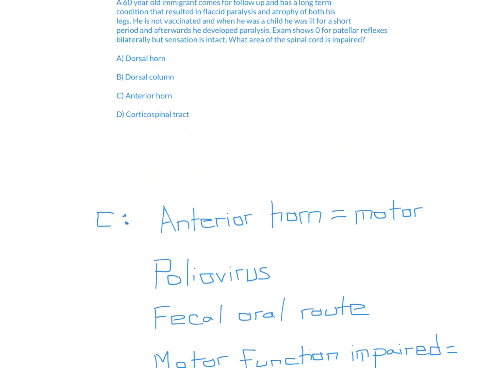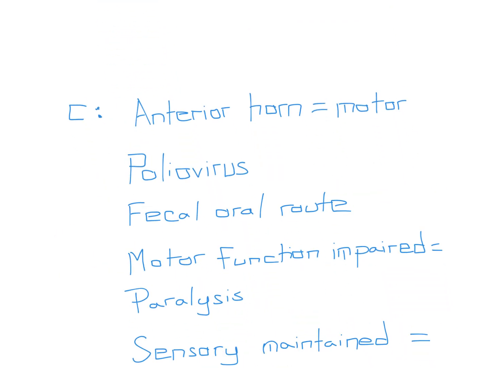So for C, we have anterior horn, so it's going to control the motor aspect of function. So it controls your ability to contract your muscles. So poliovirus, which this question is talking about, is transmitted through the fecal-oral route. And when you have your motor function impaired, it's going to cause paralysis like this patient has. And specifically, it's going to be flaccid paralysis when the anterior horn is involved.